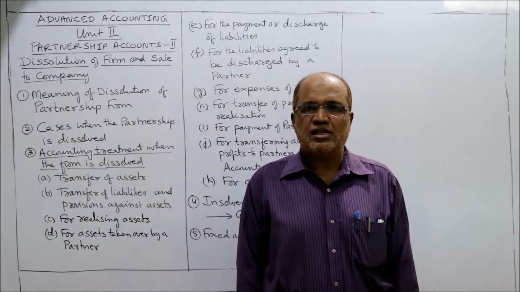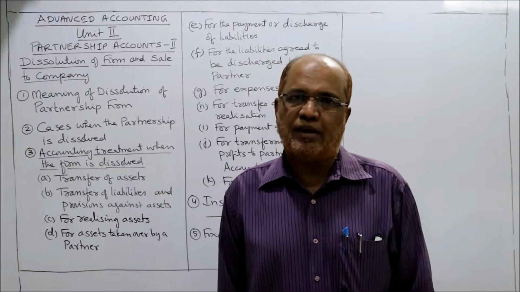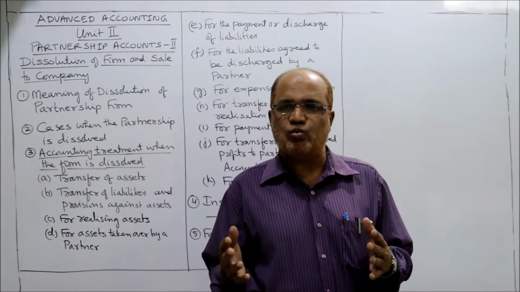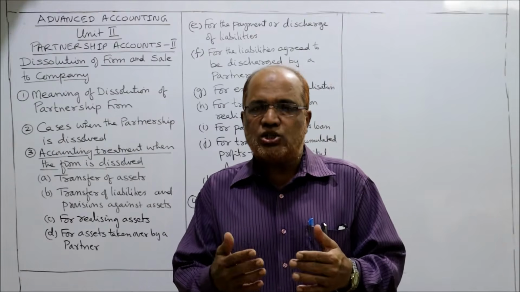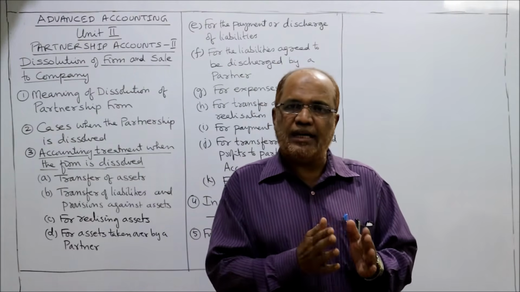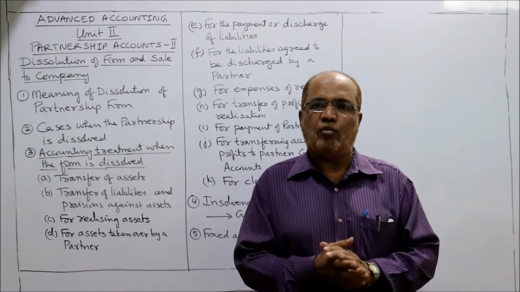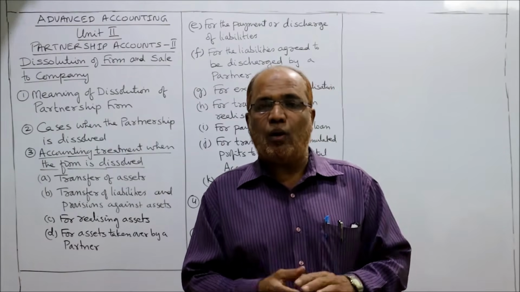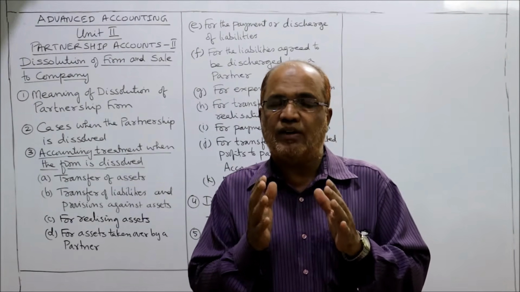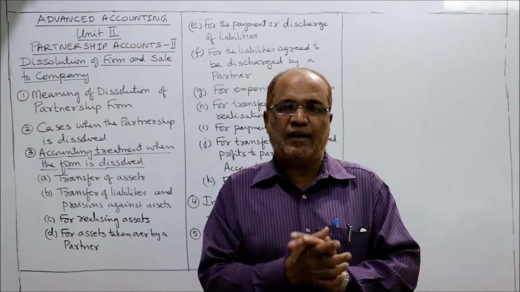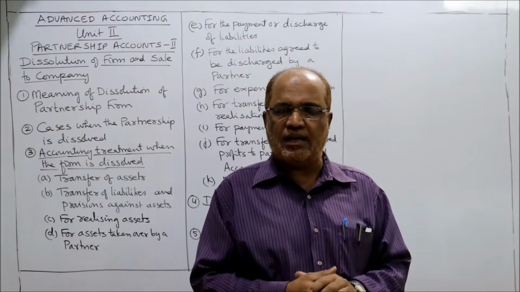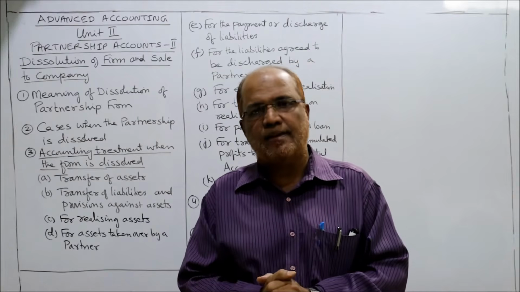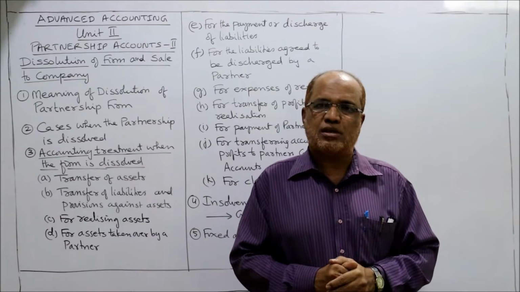The next topic we discussed was retirement of a partner. When one of the partners retires, what are the adjustments to be made in the partnership firm? The last topic we discussed was death of a partner. On the death of a partner, what are the adjustments to be made? How to calculate the capital of the deceased partner transferred to their executor's account. All these things we have discussed in theory, and we have done so many problems covering them in depth.